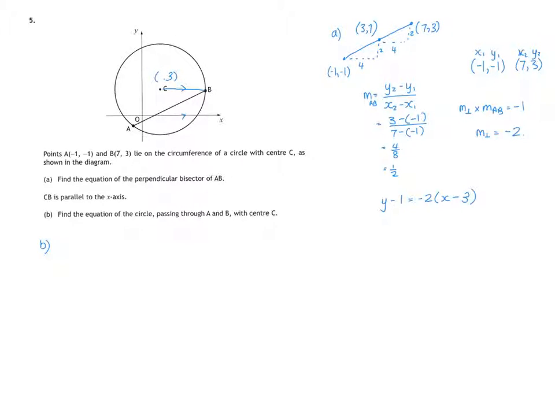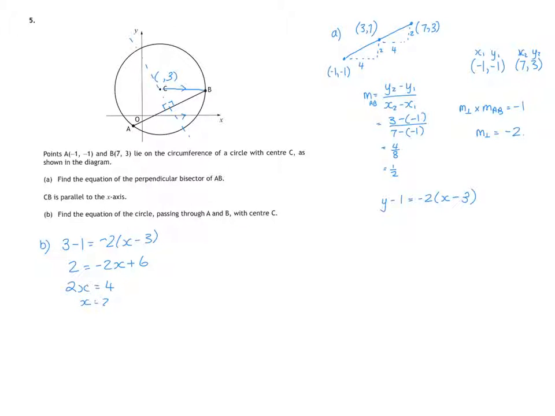And we also know that the perpendicular bisector has got to go through the centre of the circle, because for any chord, the perpendicular bisector goes through the centre. So we can put our value of y equals 3 into our equation. So we get 3 minus 1 equals -2 x minus 3. And then we're getting 2 is equal to -2x plus 6. So we're going to get 2x is equal to 4. So x is equal to 2.